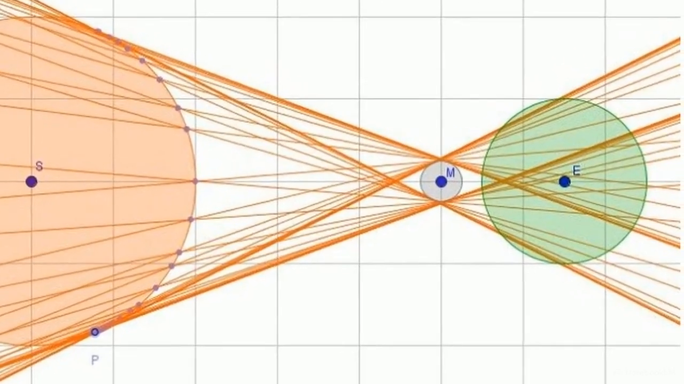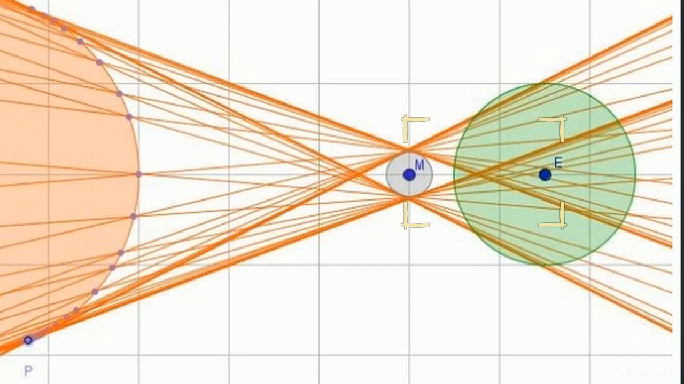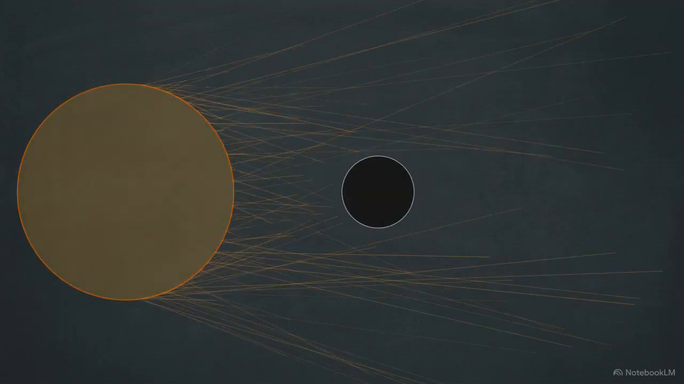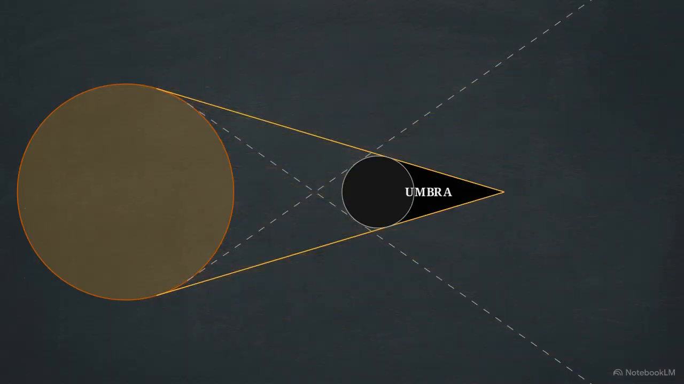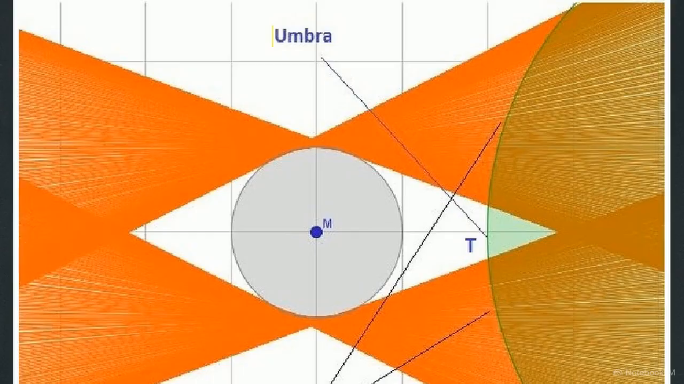Looking past this chaotic web of lines, a single dense region forms between the Moon and Earth where no light rays penetrate. By tracking the behavior of infinite light rays, the visual noise resolves into a geometric void where the shadows overlap. This sharp, dark inner cone is the umbra. This is the zone of total darkness, where every single shadow we traced overlaps.